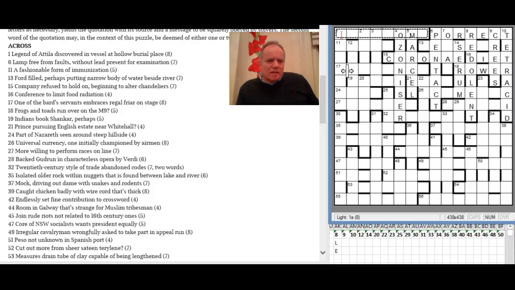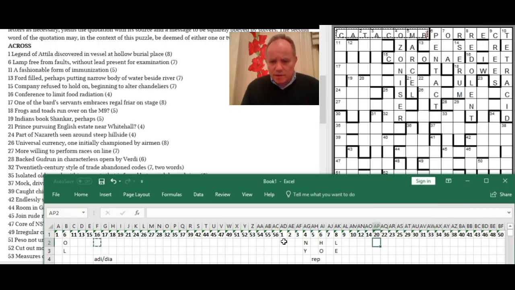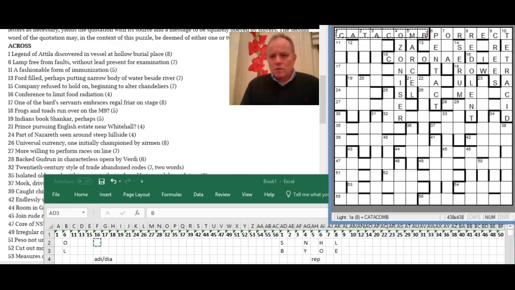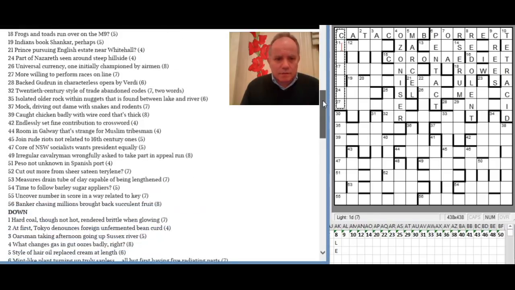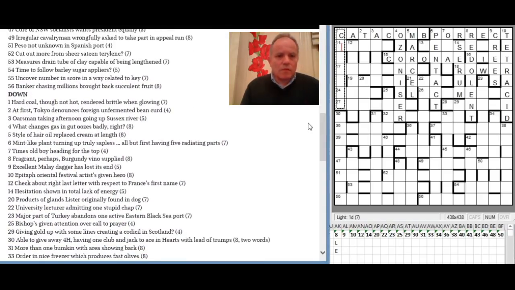Leg of Attila? End of Attila, A. Discovered in vessel, cat, at comb, which is one variant of the hollow. Whoa. Okay, so I think leg is the extra in one down. So 5 plus 26, 31 minus 12 is 19, gives us an S. And G minus E must give us a B. God, these clues are not straightforward. One down. Hard coal, though not hot, rendered brittle when glowing.